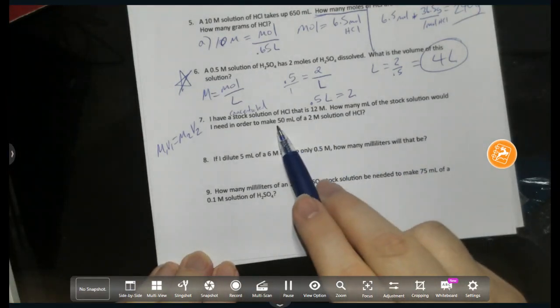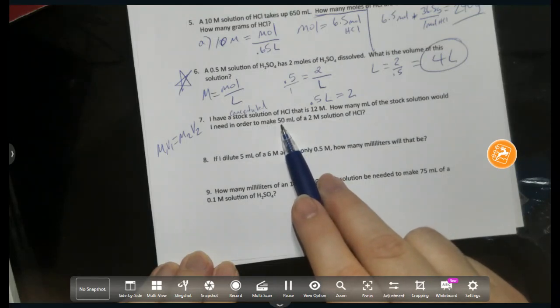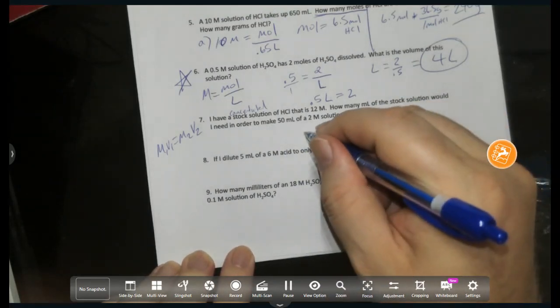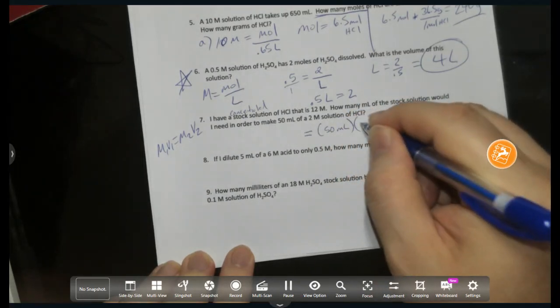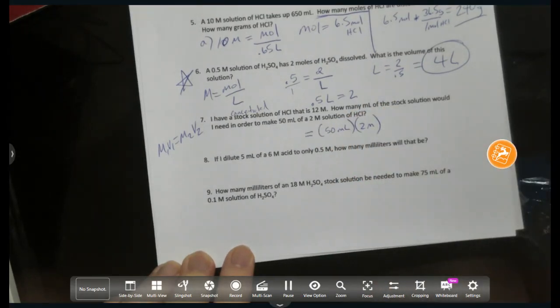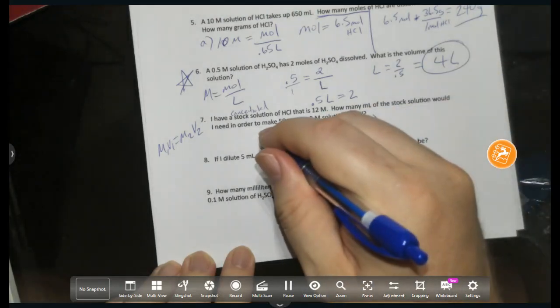So I'm adding water. After I do that, it's going to be 50 mils. Okay, so that's what my dilute solution is going to be. So I'm going to have 50 mils of a 2 molar solution. Alright, so remember, it's coming from a 12 molar solution, and the question says, well, how much volume of that do you need?